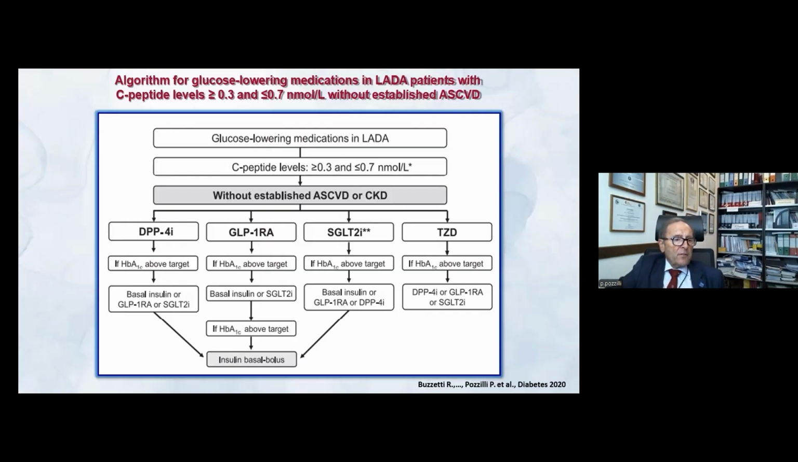And you have this way to consider HbA1c as the value that you should keep in mind to decide what therapy to give to your patient, from basal insulin or GLP-1 or SGLT2 to basal insulin or SGLT2 at this level. And again, if SGLT2, if HbA1c is above target, you give basal insulin. And if TZD doesn't work and the HbA1c is above target, you can move to DPP-4, GLP-1 RA, or SGLT2. And at the end, if the patient is failing these therapies, you could give insulin basal bolus like a classical type 1.